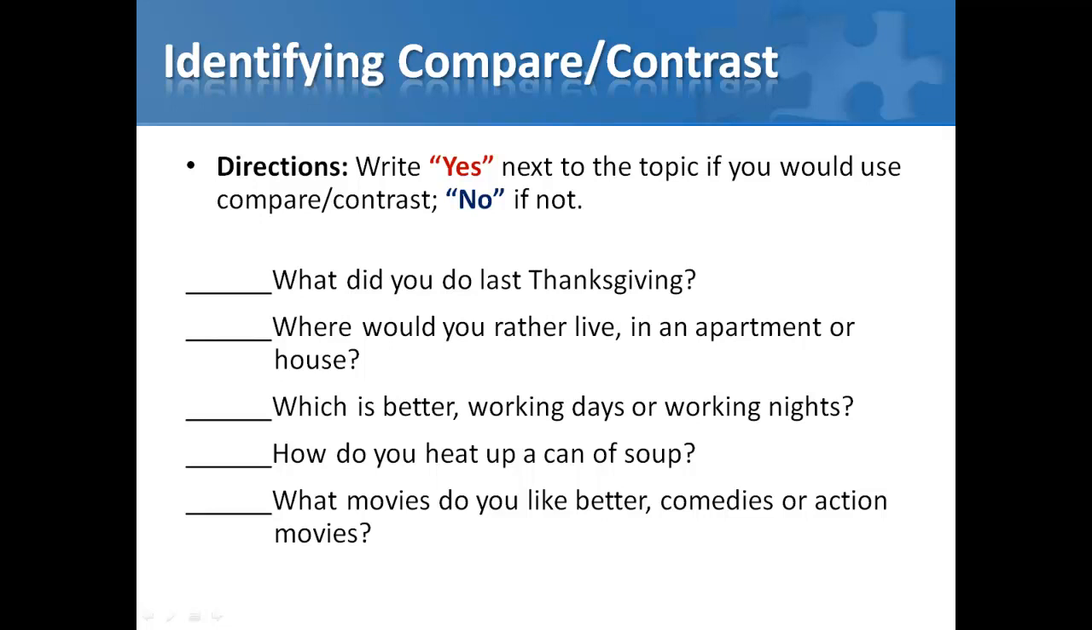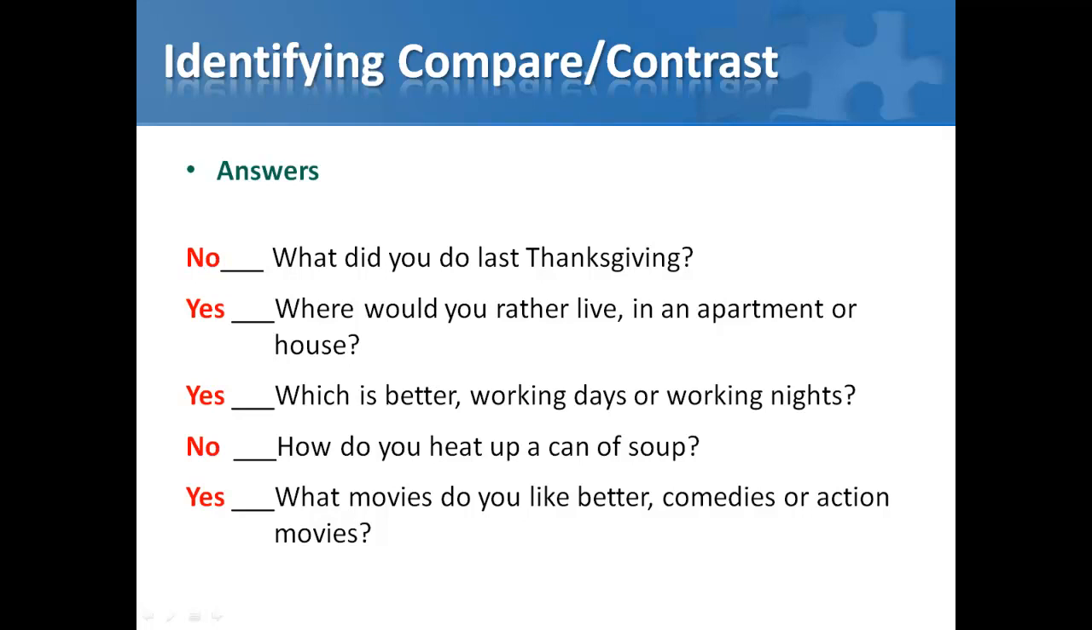Let's do the first one together. What did you do last Thanksgiving? Is this a topic that you would use comparison and contrast on? You decide and write down your answer. Again, you might want to pause the video here and complete the exercise.